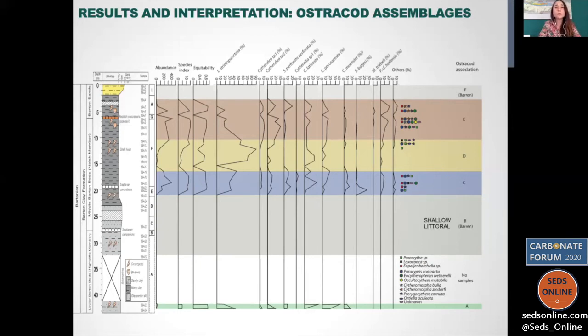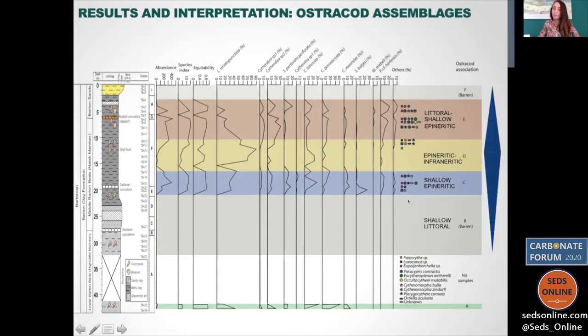Going upward, we use the abundance, the species index, equitability, and all the characteristics of the species we recorded to interpret our paleoenvironment. Interval C was a shallow epineritic, then we have an epineritic infraneritic, and going upward a littoral shallow epineritic. In the last interval, ostracods disappeared again, so we can imagine an environment close to the one we had in interval B. So ostracods indicate a deeper followed by a shallower trend.